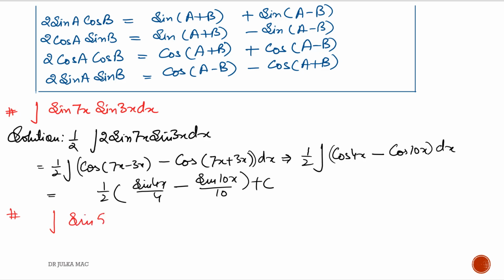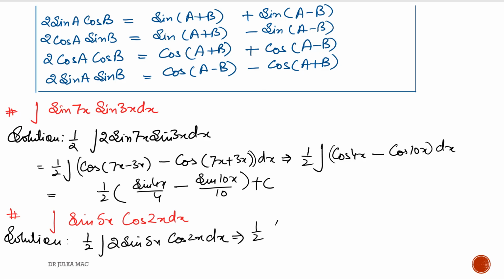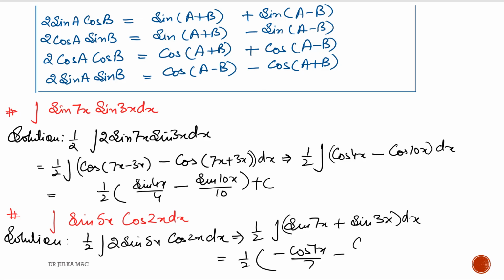One more example, sin 5x into cos 2x dx. Divide by 2 and multiply by 2. Now we have 2 sin A cos B. The formula of 2 sin A cos B is sin(A plus B) plus sin(A minus B). So it is 1 by 2 (sin 7x plus sin 3x), and the integration of this is (minus cos 7x upon 7 minus cos 3x upon 3) whole multiplied by 1 by 2 plus c.